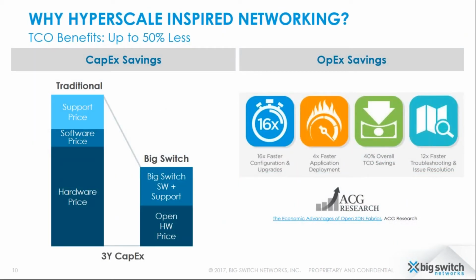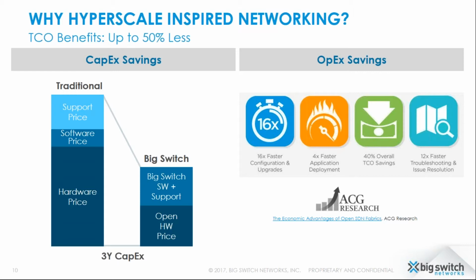The way we're able to leverage this is, if we take a look from a capital perspective at traditional networking, you're paying a lot for hardware. Software is baked into that big hardware price, and the reason that's so expensive is because it's proprietary. A lot of R&D is spent on that, and then you're paying for support on top of that.